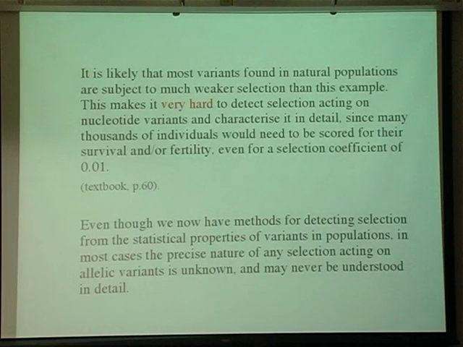But because of this likely weakness of most selection acting on variants in populations, we may never really know the precise nature of the selection, what's causing it. We may know that selection is going on and it's actually having a significant effect on allele frequencies, but we won't necessarily be able to pin it down in the way we have done with things like sickle cell hemoglobin. It's a big problem connecting what's causing the selection to the outcome of selection when we're just looking at DNA sequence variability.